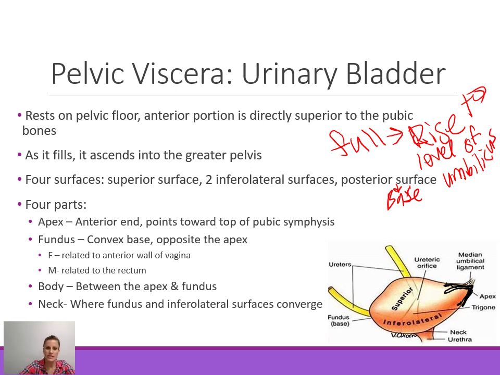The fundus is the base, the posterior portion of the bladder, opposite the apex. The fundus is a convex curve, just like it is in the stomach as well. It's that extra rounded storage area on top of the stomach. This is also a convex rounded area. It just happens to be in the back or the posterior portion of the urinary bladder. So the apex is the anterior pointed part. The fundus is the posterior convex curved part.